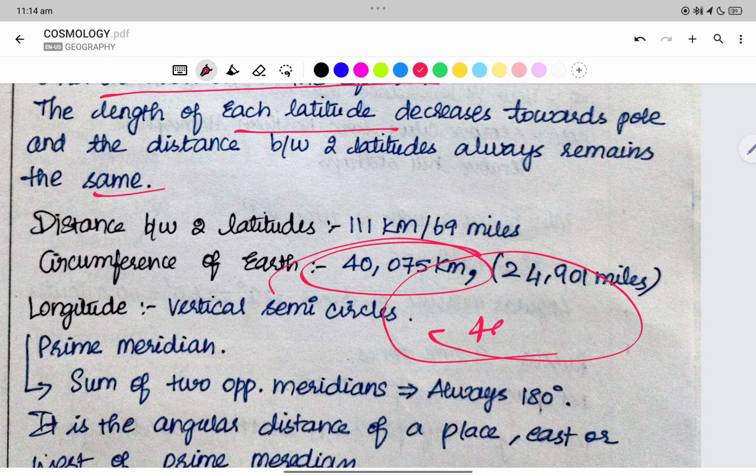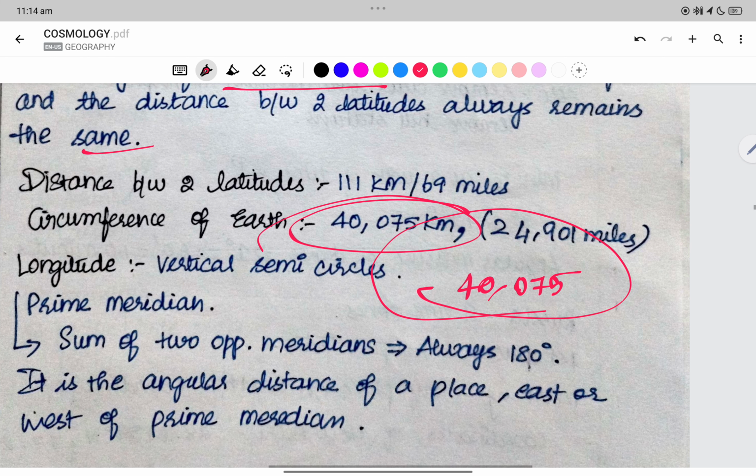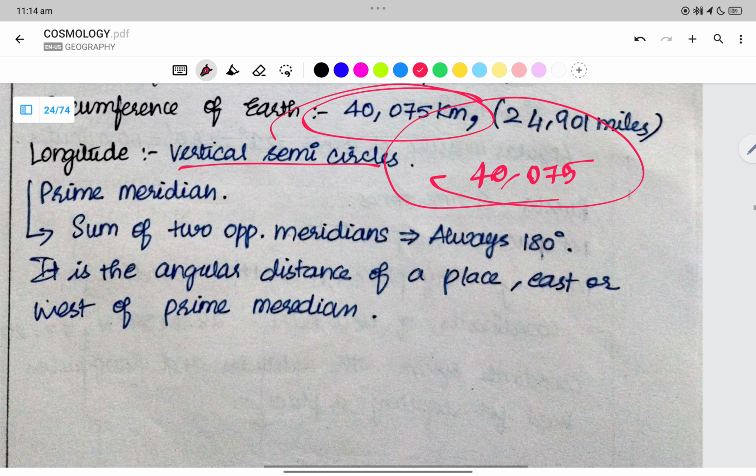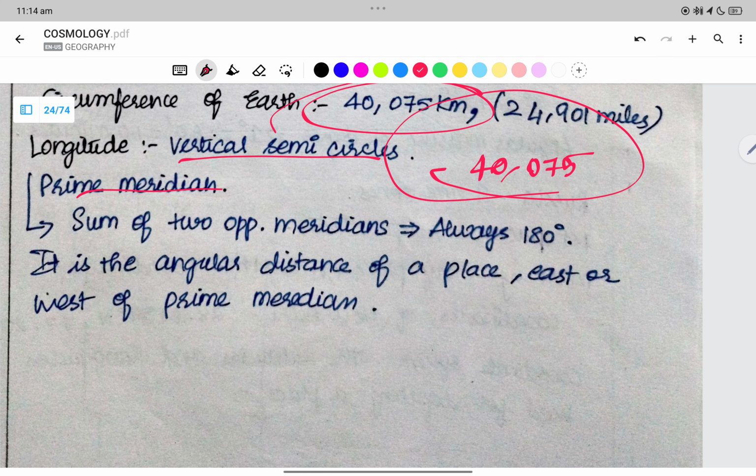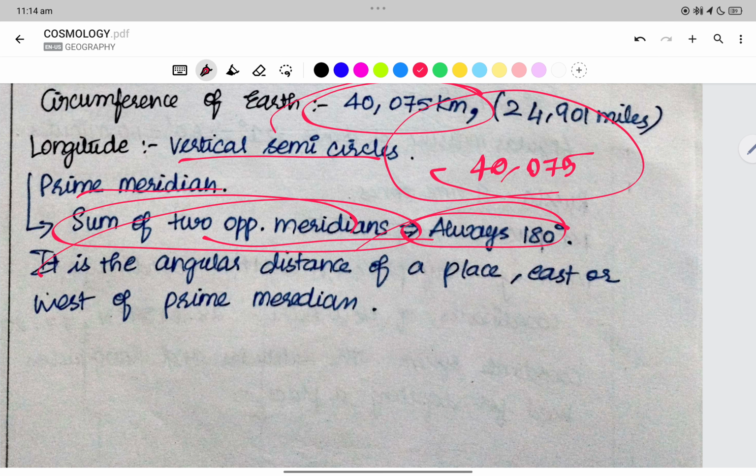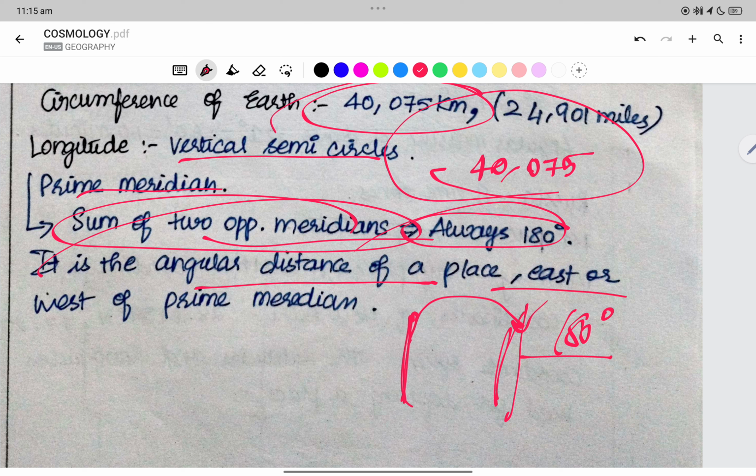At the center is 40,075 kilometers. Longitudes are vertical semicircles. The prime meridian is where we have Greenwich Mean Time. The sum of two opposite meridians is always 180 degrees. The meridian exactly opposite to a given meridian will give 180 degrees in sum. Longitude is the angular distance of a place east or west of a meridian.